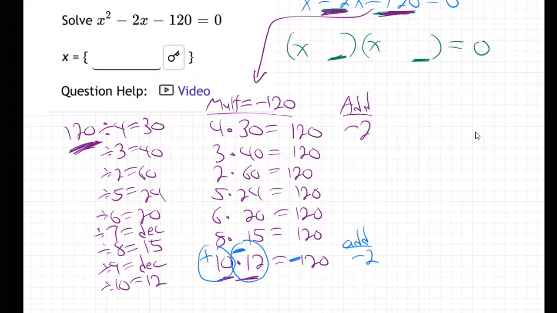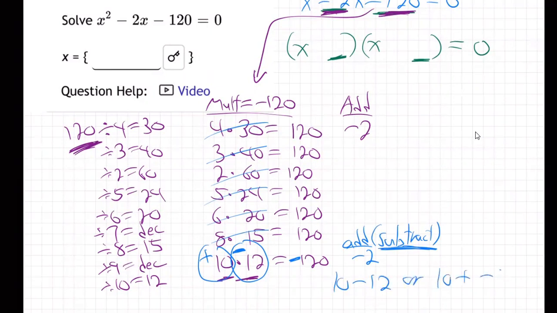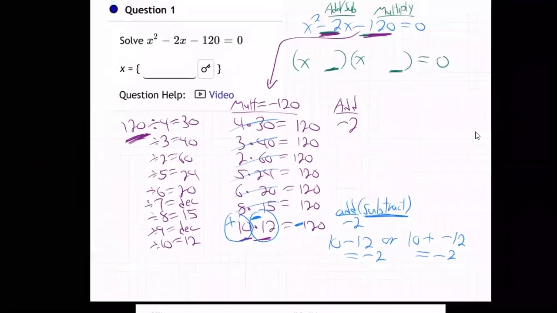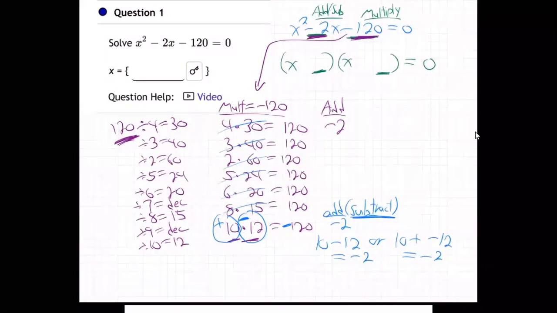Do you see how I came up with that? Do you see how I knew it wasn't any of these? Because all of these are further apart than 2. So there's no way they could subtract. When I say add, I really mean subtract, right? When you add a negative, that's subtract. Same thing, basically. 10 minus 12 or 10 plus negative 12, either way, it's negative 2. So I'm observing that 10 and negative 12 are my two numbers.